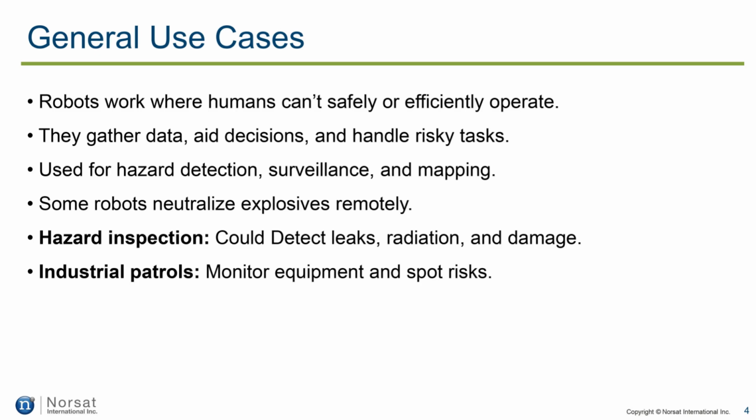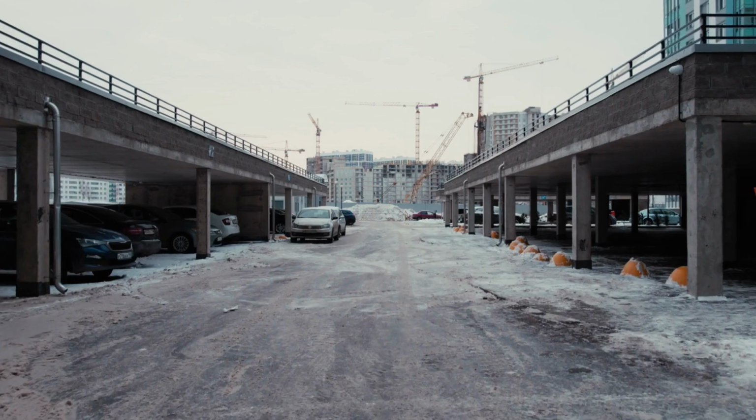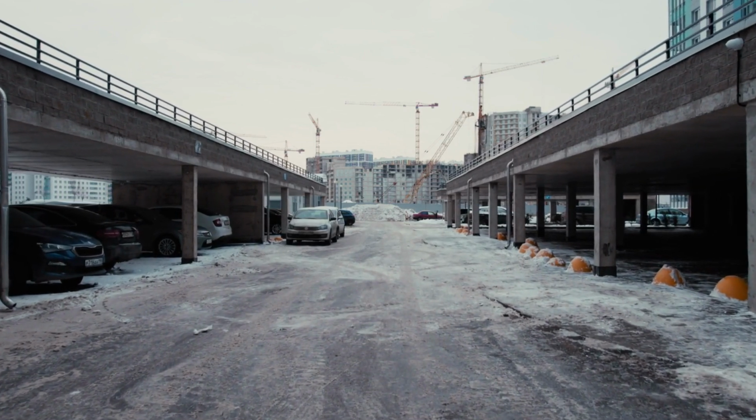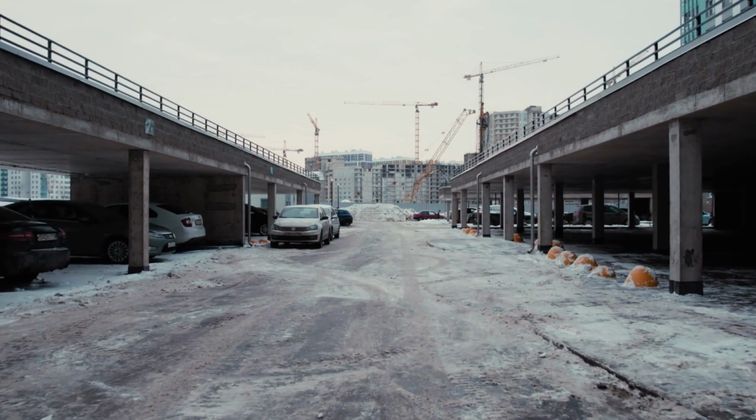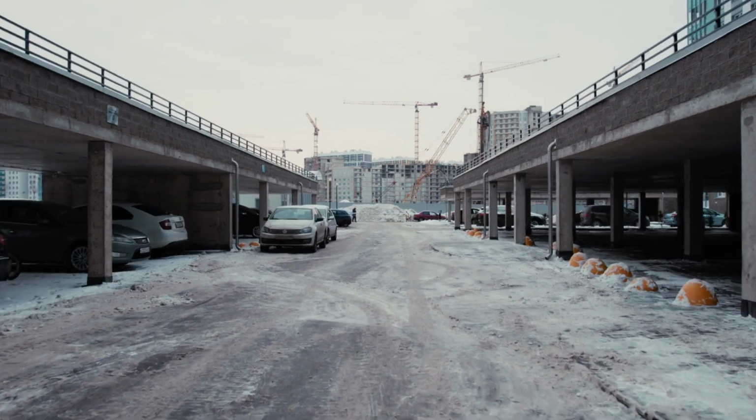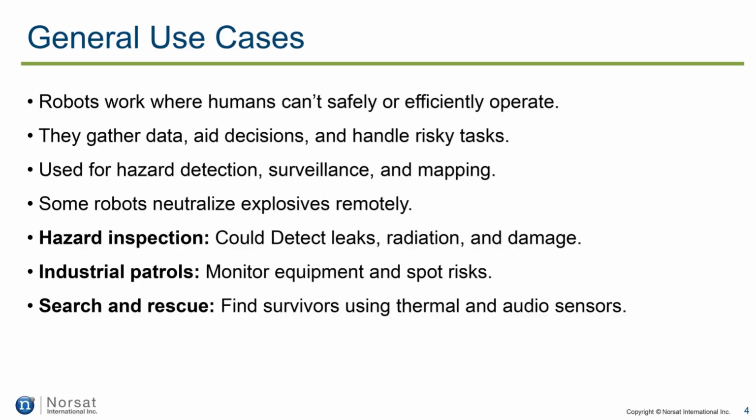Next, industrial and utility patrols. Robots monitor equipment, detect safety risks, and spot intrusions, running scheduled inspections day or night, often in remote or hard-to-access areas. Finally, search and rescue. After disasters, robots navigate rubble, access confined spaces, and locate survivors using thermal imaging and audio detection, critical when time is short.